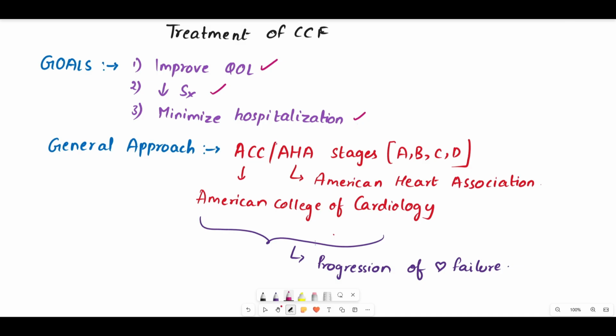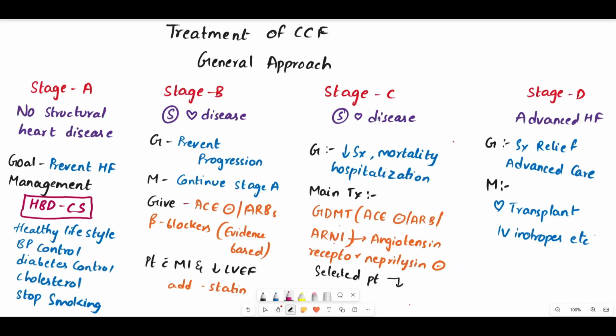Coming to the general approach, there are different staging systems like ACC and AHA. ACC means American College of Cardiology, and AHA, American Heart Association, has developed certain guidelines that give 4 different stages: A, B, C, D. These are useful for telling the exact progression of heart failure, like in which stage the heart has failed.